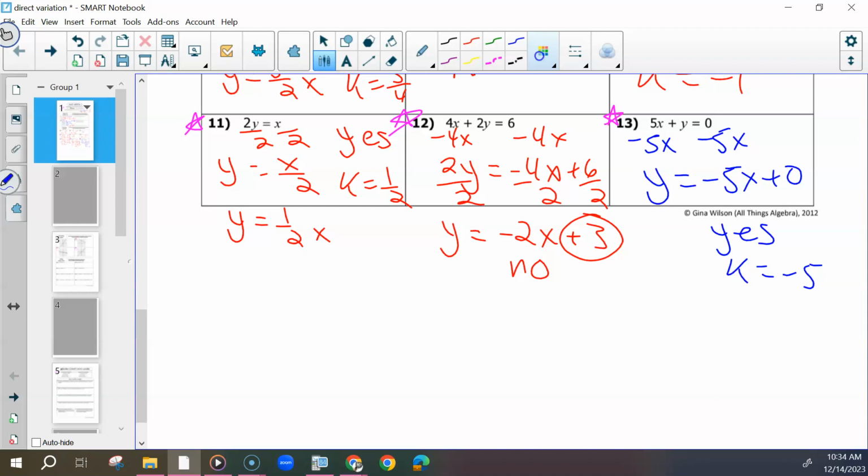Do we have any questions on how to determine if it's direct based on the equation? Once you have finished that, go on to the next page item.